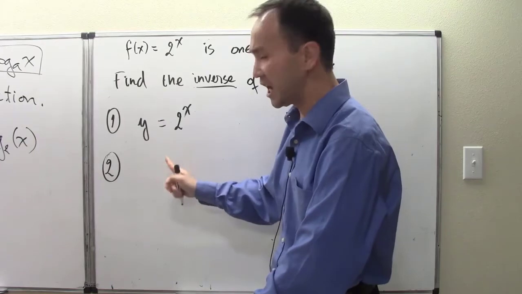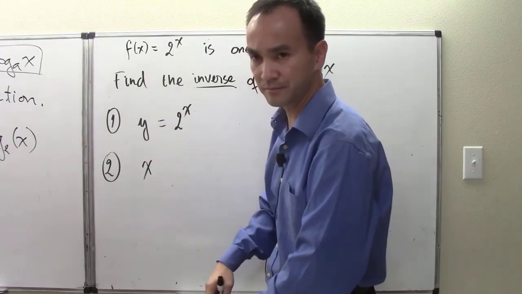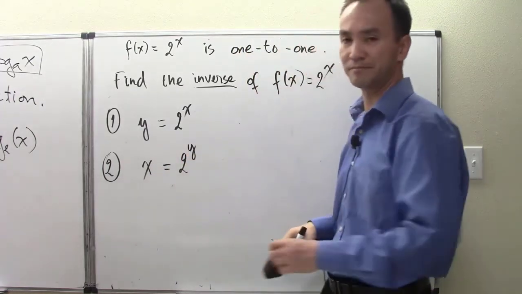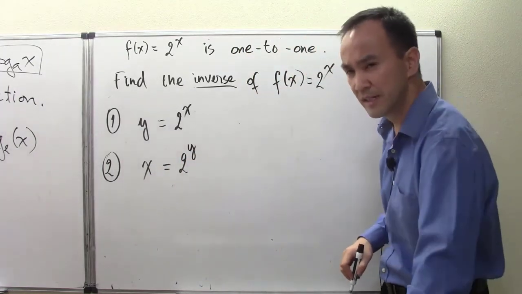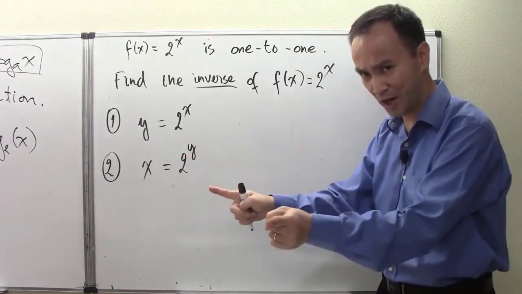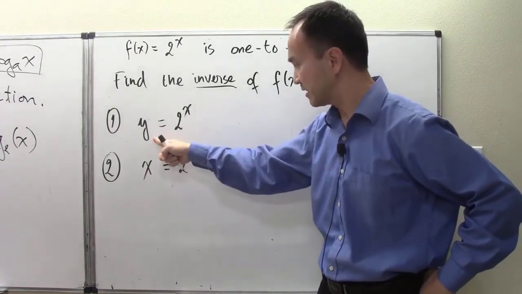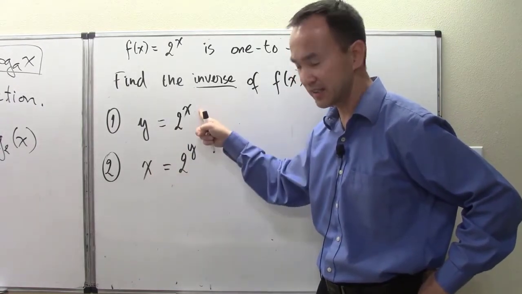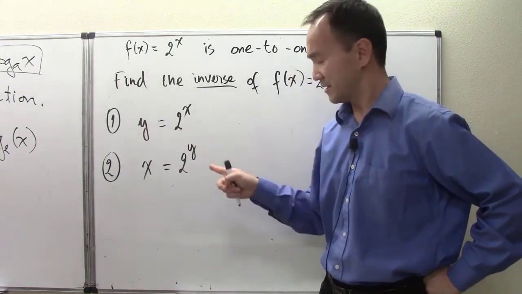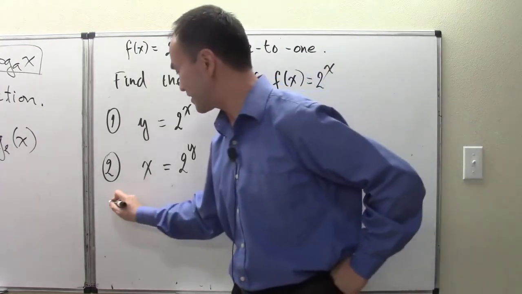Now we're going to interchange the two variables. So x must equal 2 to the y. We swap the roles of x and y, so y becomes x and x becomes y in our equation. And that's step 2. Step 3 is the big step.